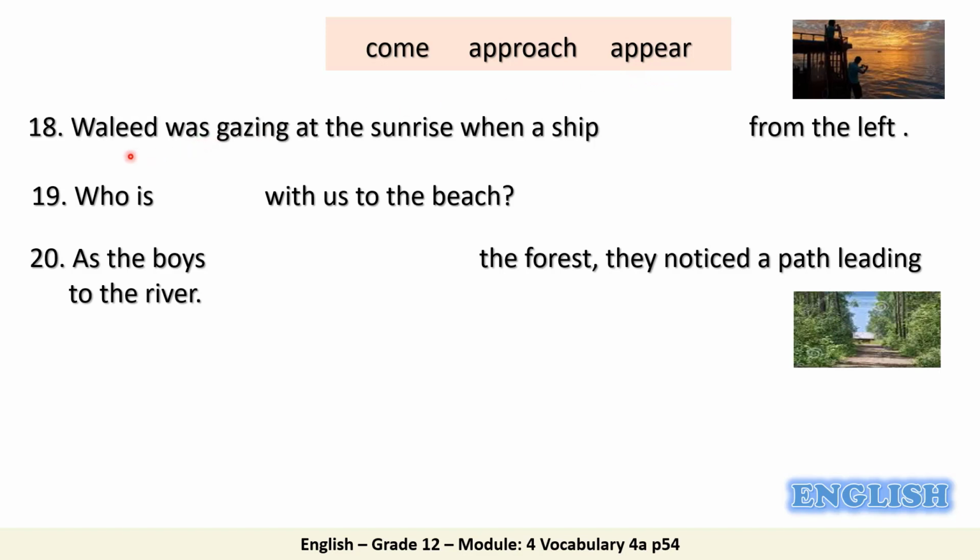Number 18, Walid was gazing. Gazing means looking, staring. He was looking at the sunrise, so Walid was gazing at the sunrise right here. When a small ship over there, what is your answer please? Exactly, a ship appeared from the left. Appeared means it started to be seen. It started to be visible.